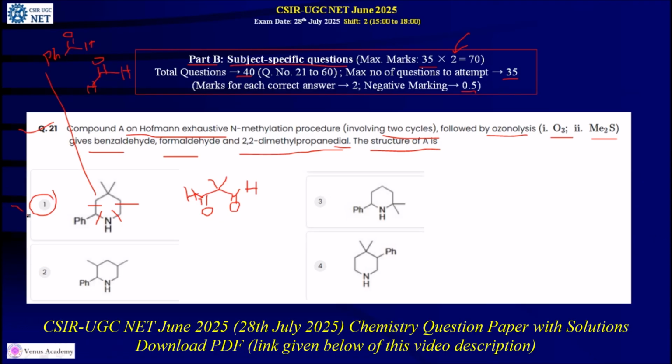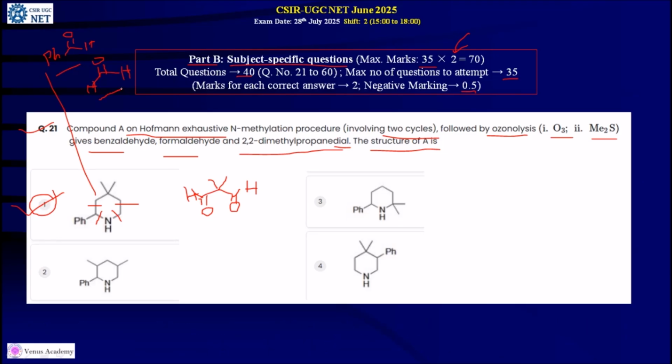Compound 1, we are going to get benzaldehyde. This is benzaldehyde. This is formaldehyde. This is 2,2-dimethyl propane diol. So option number 1 is the correct option, students.